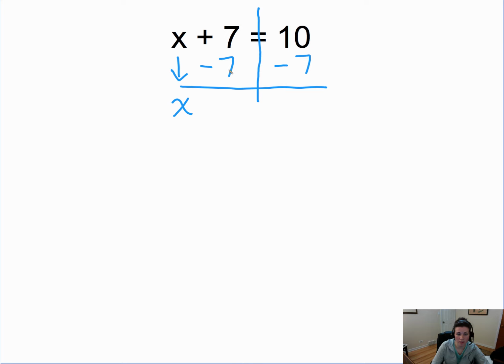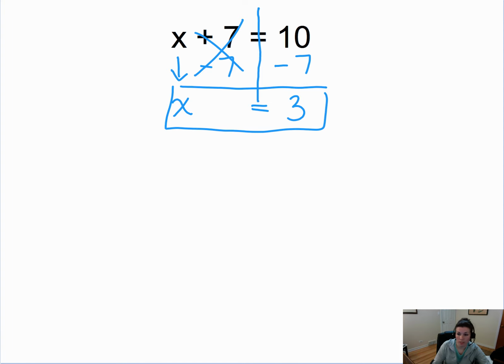Positive 7 minus 7 is 0, so those cancel. Bring down my equal sign. 10 minus 7 is 3, which is what we knew the answer would be, and so x equals 3. Like I said though, easy in this problem, but make sure you get in the habit of checking your work.